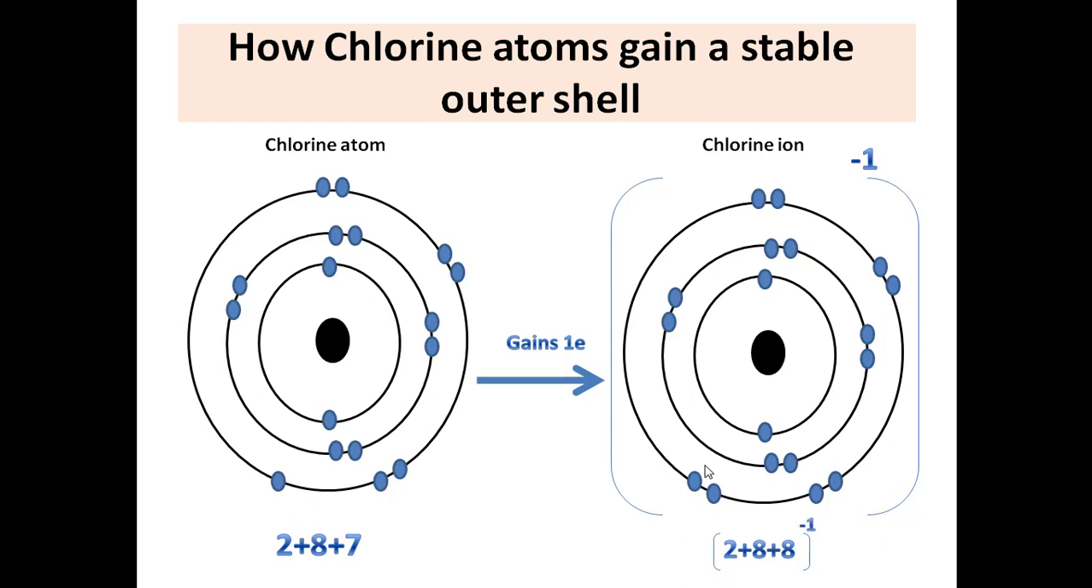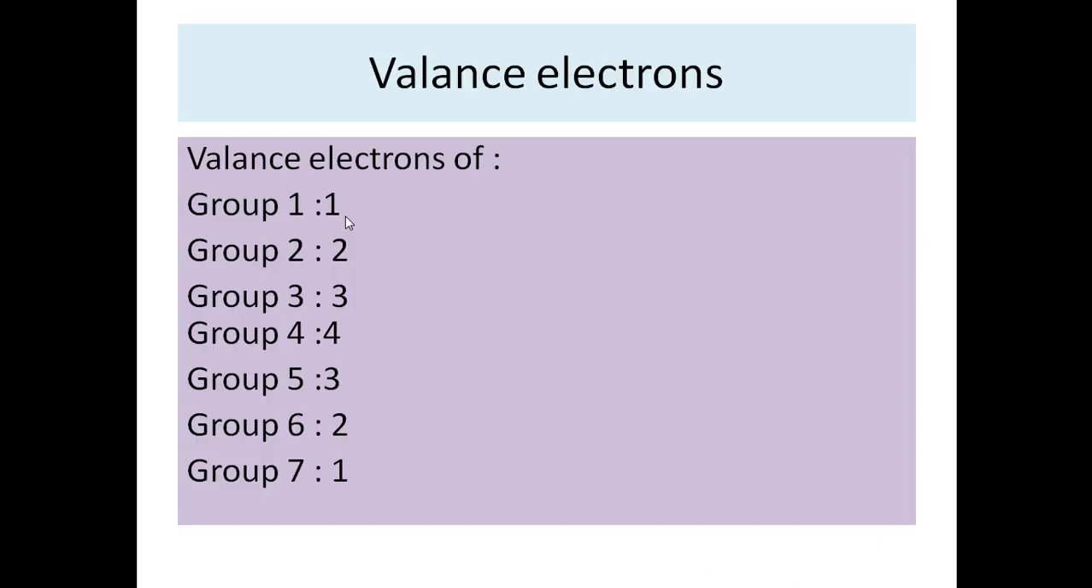The electrons that have been lost or gained, we call them valence electrons. So let's talk about the valence electrons. Valence electrons of group number 1. You know group number 1, like sodium atom, has only 1 electron in its outer shell, so this electron transferred. So the valence electrons of group number 1 is 1. Same for group number 2, because group number 2 will lose 2 electrons. And the same for group number 3 because it will lose 3 electrons. Group number 4 will share electrons, and it's another story. We're going to talk about this later on.